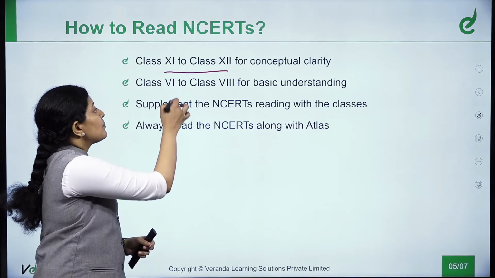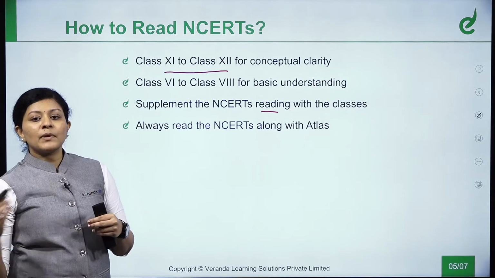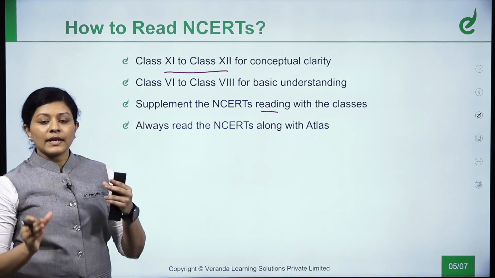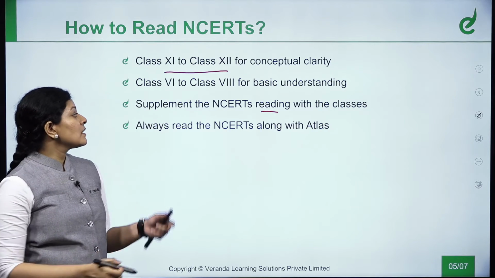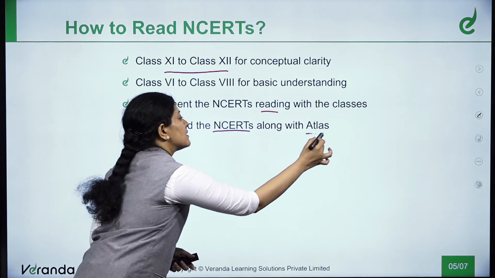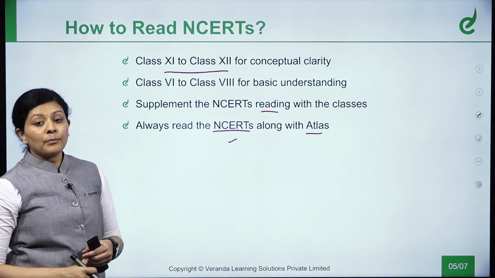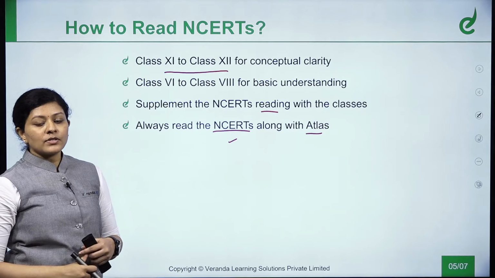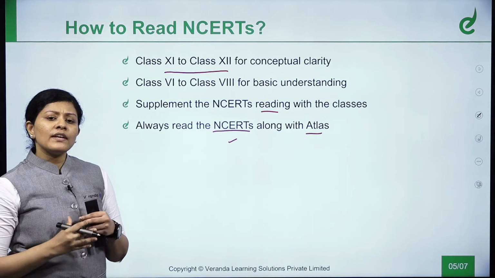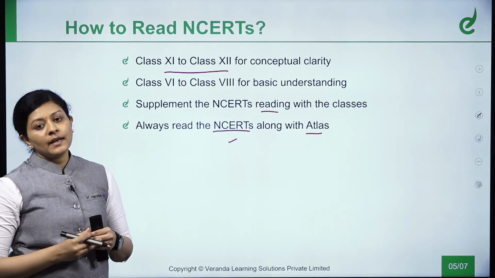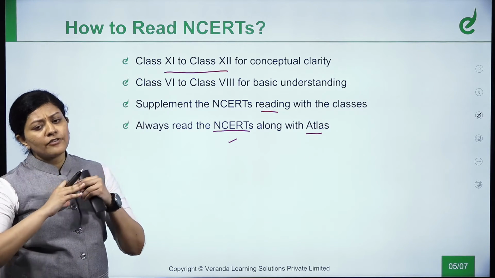And next, you can supplement your reading of the NCERT with the classes. Whenever you read the NCERT, always supplement it with the respective classes, so you can relate whatever they are teaching in class to the NCERT textbook. Next, you read the NCERT along with the atlas. This is very essential. Sometimes we overlook this point, but it is very, very important. Because in the NCERT there are many facts involved in the book. You can understand them only when you relate them visually with the map. When you read a map, you'll have that visual memory and it will stay for a longer time.